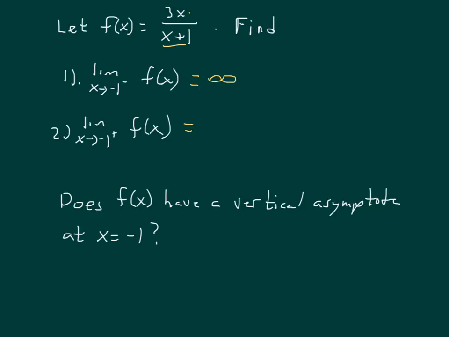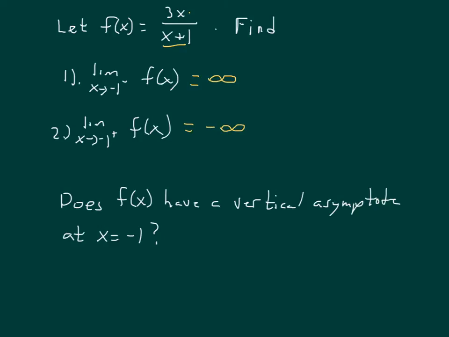When I go toward -1 from the right, now what we're putting in are numbers like -0.9, -0.99, -0.999. In that situation, my numerator is still going to be negative, but my denominator is now going to be positive. And we're going to keep that denominator going closer and closer to 0. I am going to be going off towards negative infinity.